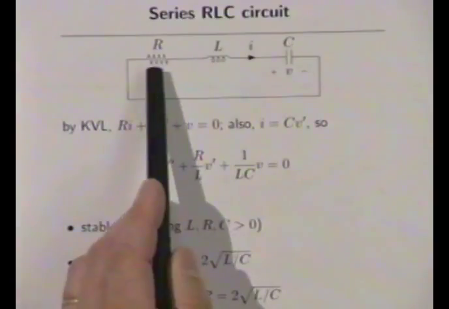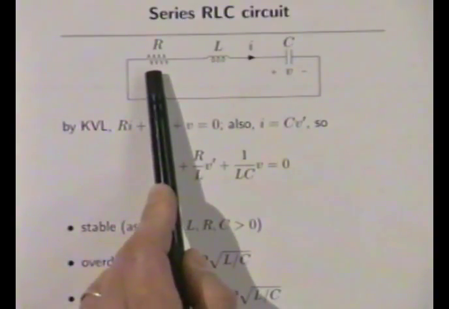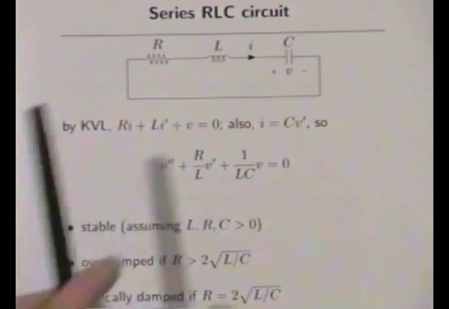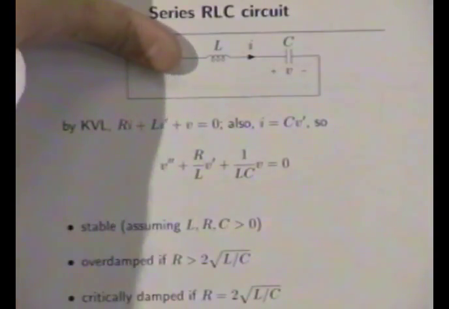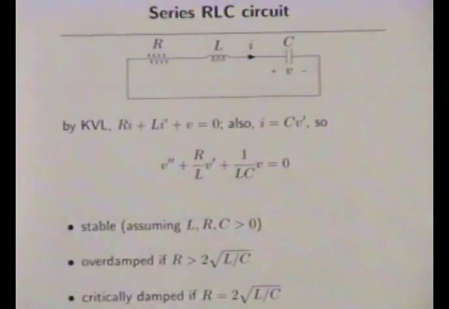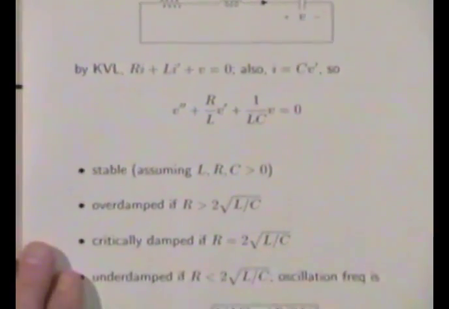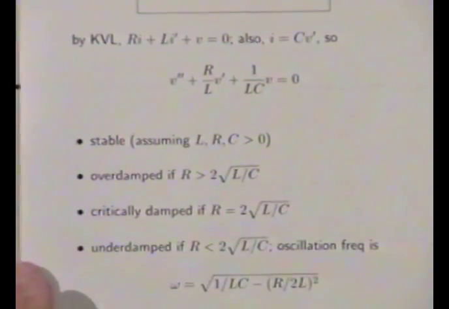For a fixed current, the amount of energy you turn into heat depends on R and increases with R. So if R is small, you're back to what you had before. And if R is large, that's large damping. So here it turns out R has to be bigger than 2 square root of L over C.